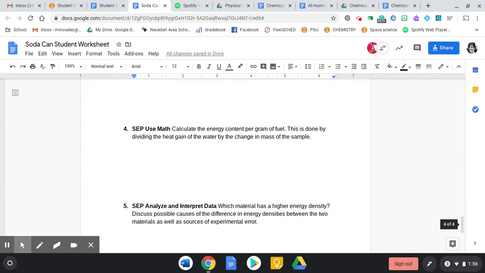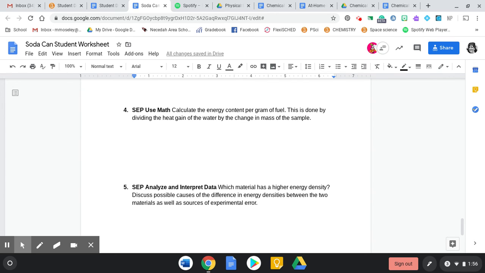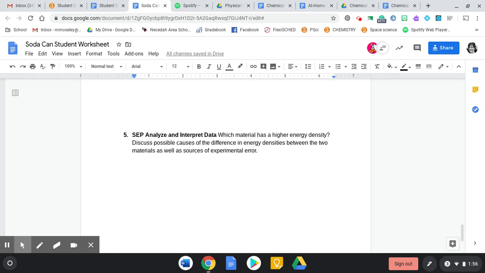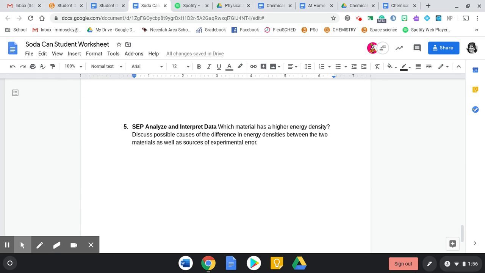And once you have that number, you can answer number 4, which is asking you to calculate how many joules per gram are created when you burn these things. So you're going to use the energy from number 2, and you're going to divide it by the change in mass from number 3. And then 5 is asking you, if you have these two materials, which one is going to be the higher density, or which one is going to produce more energy per gram.